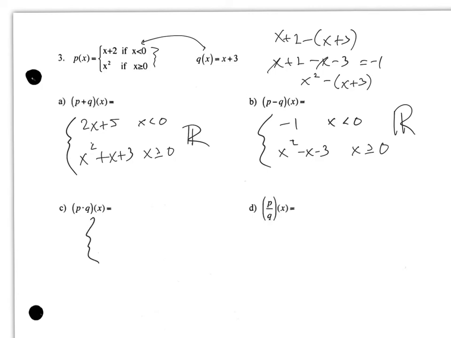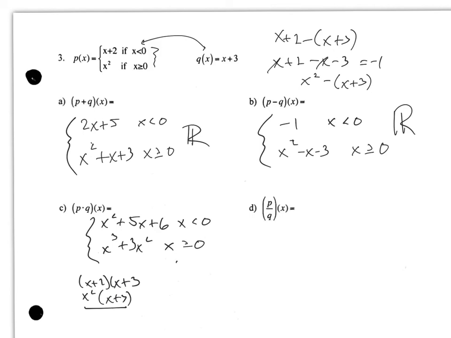Multiplying, we're going to multiply x plus 2 times x plus 3. And we get x squared plus, add that up, the 2 and the 3 add up to 5, the 2 and 3 multiply to give you 6. If x is less than 0, and then when you multiply this one, we're just distributing. So we have x squared times x plus 3 this way. Don't just leave it like this, you got to multiply it out. So we have x to the third plus 3x squared if x is greater than or equal to 0, and again our domain here is all reals.